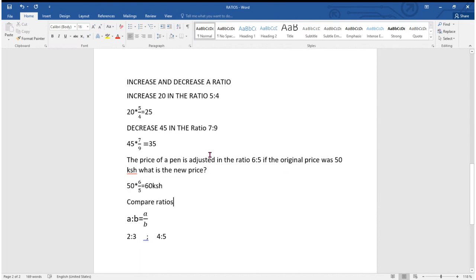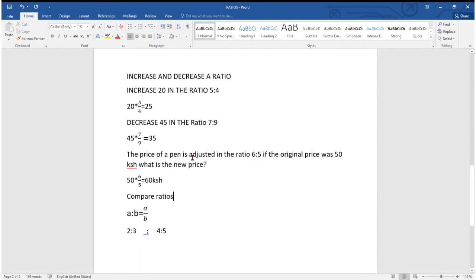So let's continue. Here we were increasing a ratio or decreasing a ratio. Now remember we said every ratio A is to B is the same as A over B. Let me underline this. Okay, increasing or decreasing a ratio.